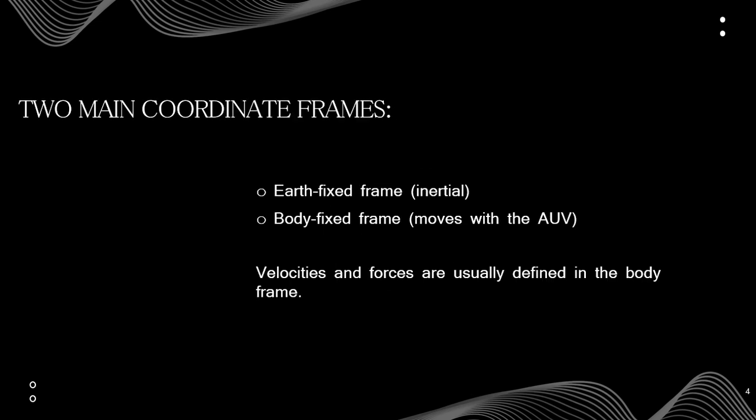To describe motion, we need to define frames of reference. The inertial frame is fixed to the earth or water. The body fixed frame is attached to the AUV and moves with it. Forces, velocities, and control input are usually written in the body frame, and positions are tracked in the inertial frame.